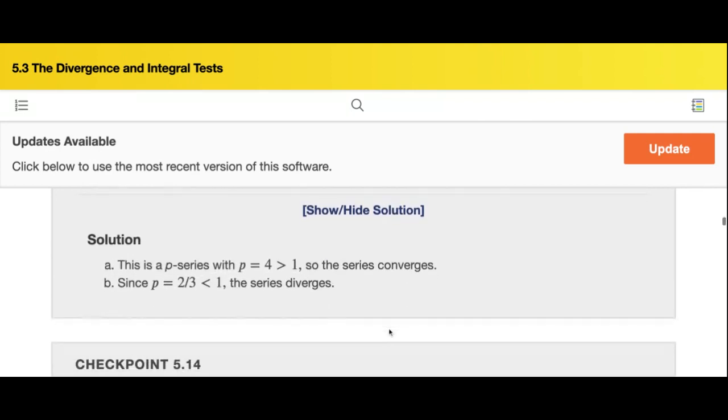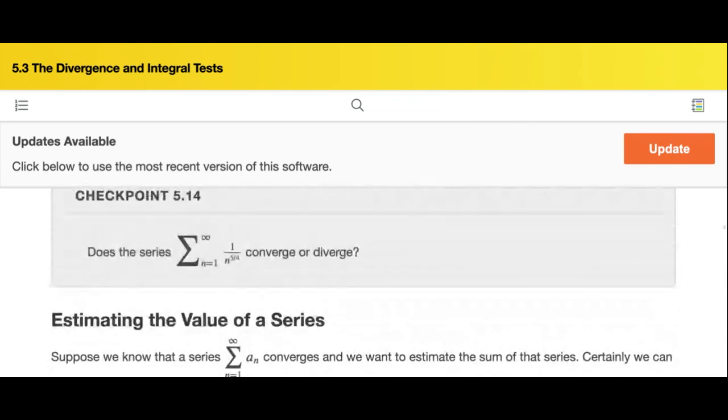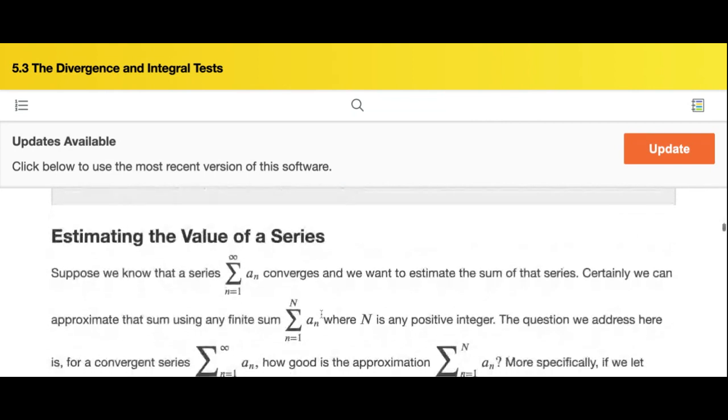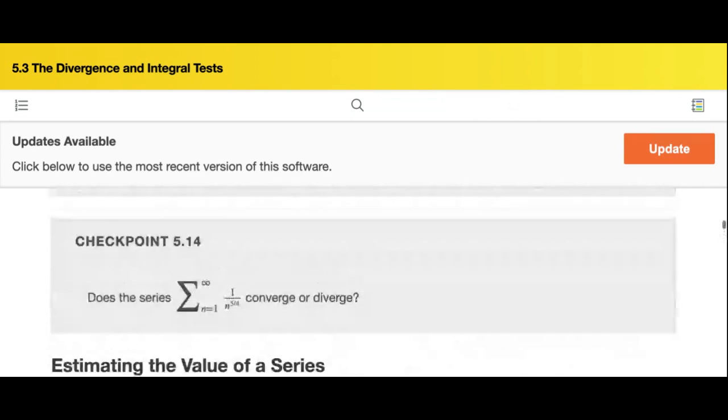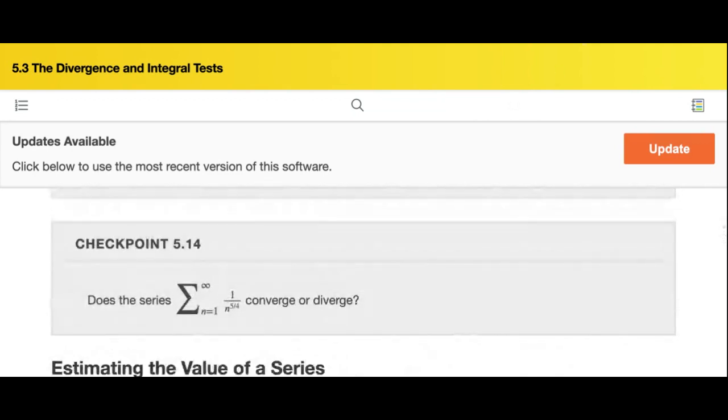Okay, let's keep moving. Let me see if we have time to do this. In general, if p is greater than 1, it converges. And if p is less than 1, it diverges. You're right, less than or equal to 1. If p equals 1, it also diverges.